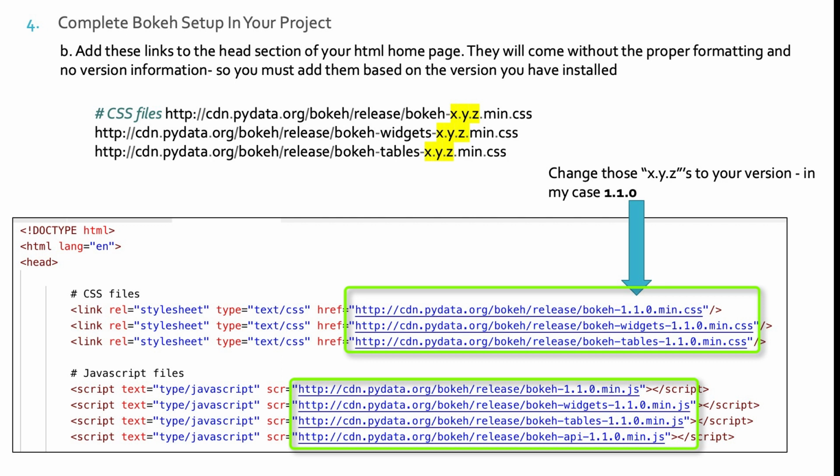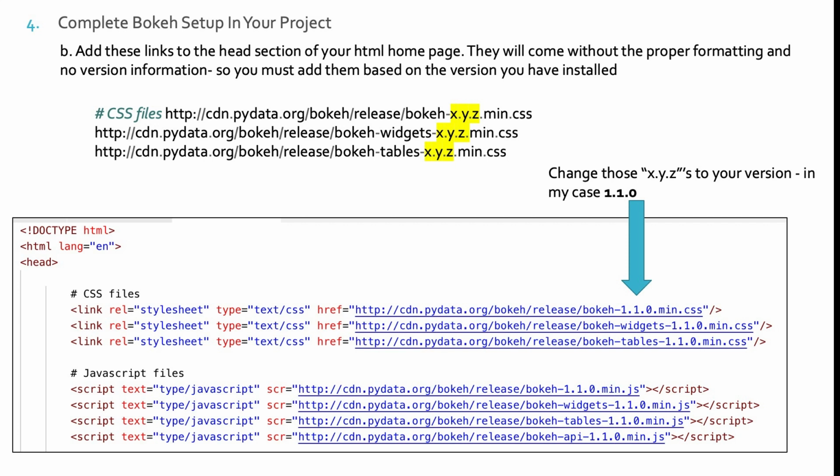They'll be only the parts in blue that start with the HTTP colon. And they will have a version of x.y.z. What we have to do is take those and put them in the right place, but then also we have to replace the x.y.z with your version number. That's why I ask that you get your version number. So for me, if you're like me, it's 1.1.0, and you just replace the XYZ with 1.1.0 or whatever your version is.